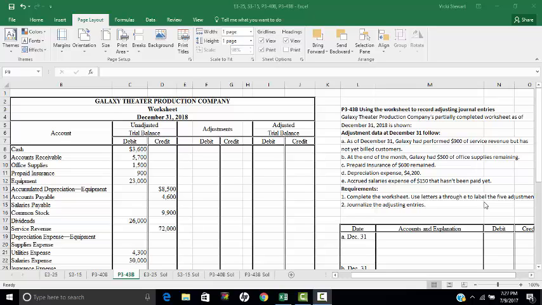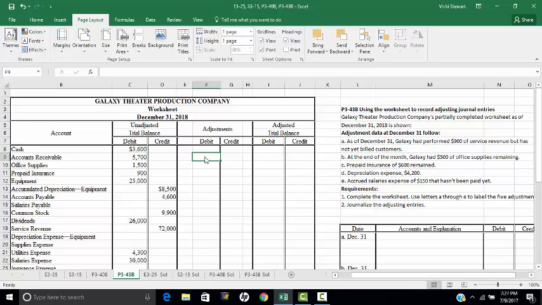This is a demonstration of problem 343B using the worksheet to record adjusting journal entries. Galaxy Theater Production Company's partially completed worksheet as of December 31st, 2018 is shown, and adjustment data is given at December 31st. The requirements state to complete the worksheet using letters A through E to label the 5 adjustments and then journalize the adjusting entries. So we're going to complete the worksheet through the adjusted trial balance.